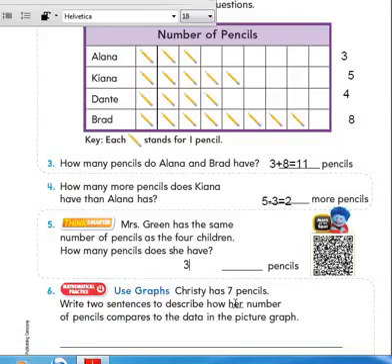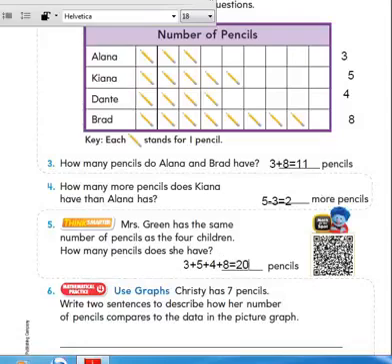So, it will be 3 plus 5 plus 4 plus 8, and the answer should be what? 3 plus 5, it will give me 8. 8 plus 4, yes, 12. 12 plus 8, supposed to be 20 pencils.